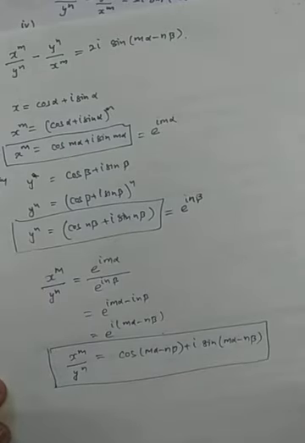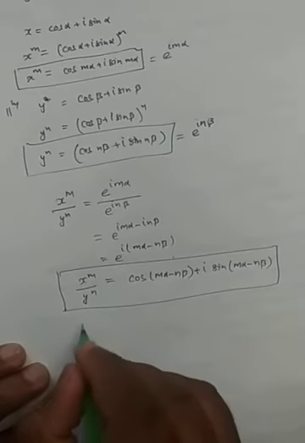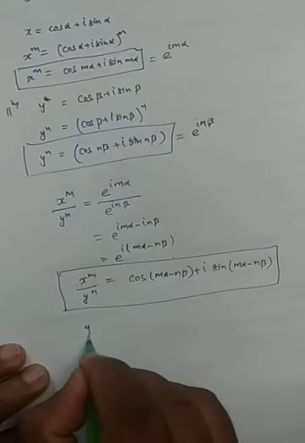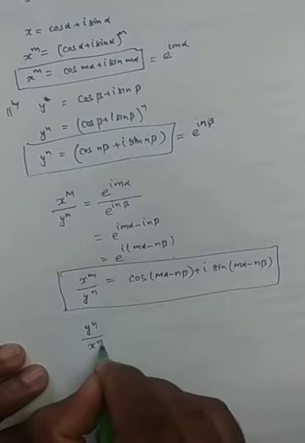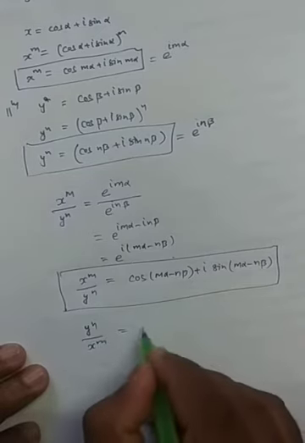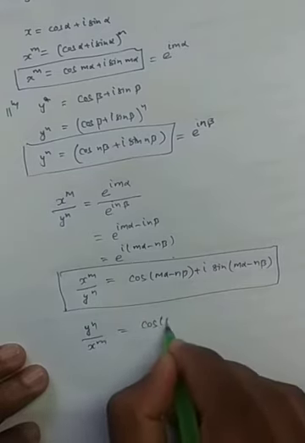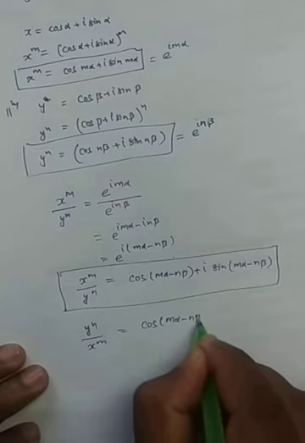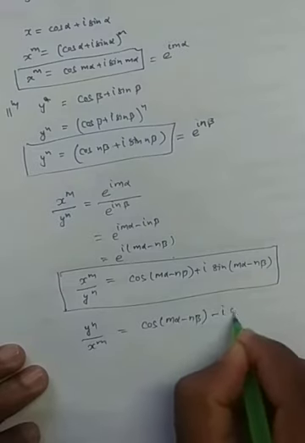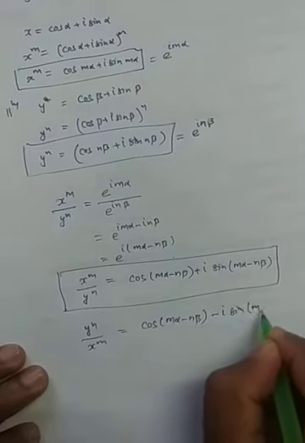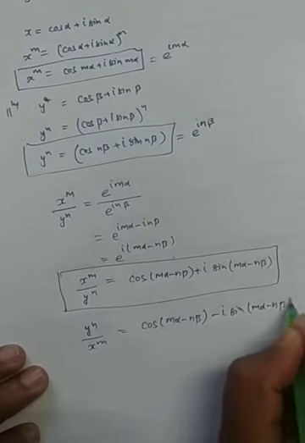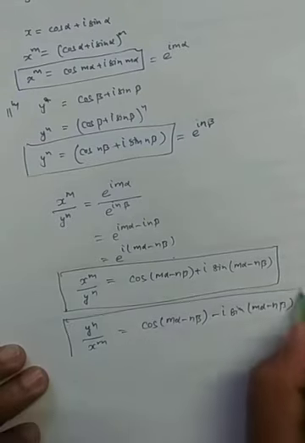Similarly, I am going to take the reverse of this, y^n by x^m. Here it will become the conjugate, that is cos(mα − nβ) − i sin(mα − nβ). Those are the two values we are getting here.